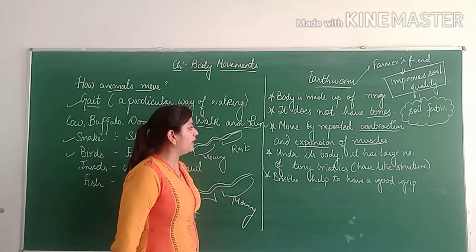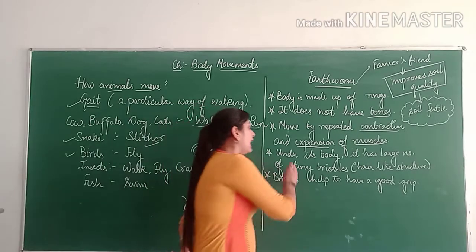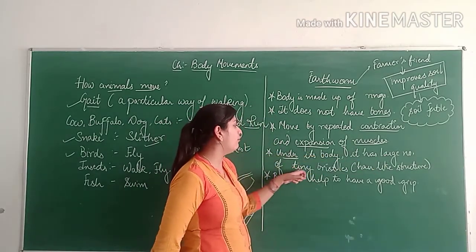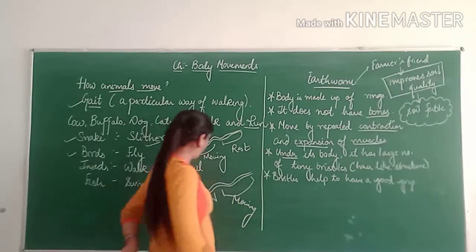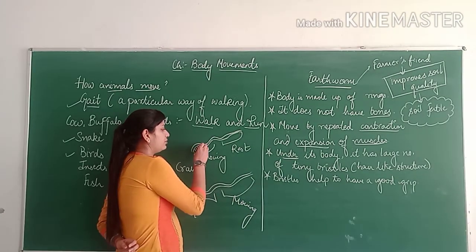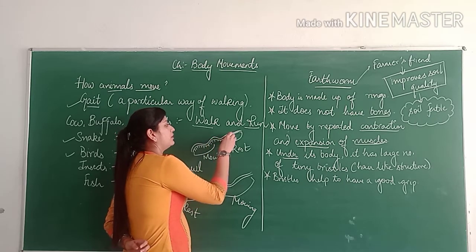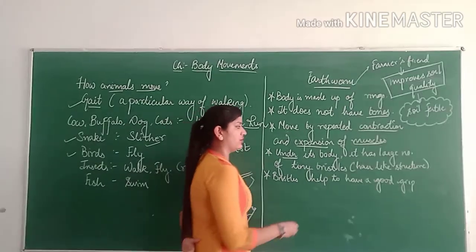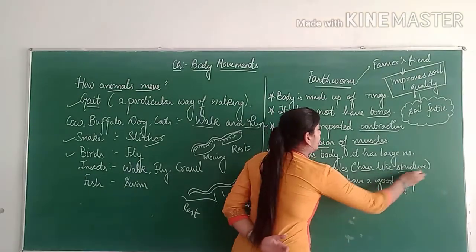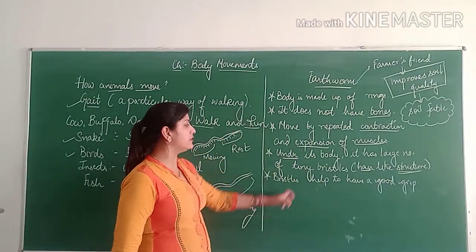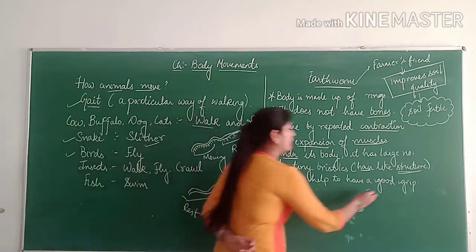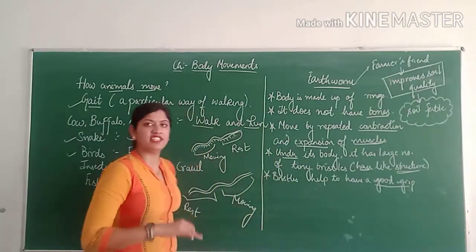This is how an earthworm moves by repeated contraction and expansion of muscles. And you will get to know that under the body of the earthworm, it has a large number of tiny bristles. These bristles are hair-like structures, and they help to have a good grip, because of which the earthworm fixes in the ground.